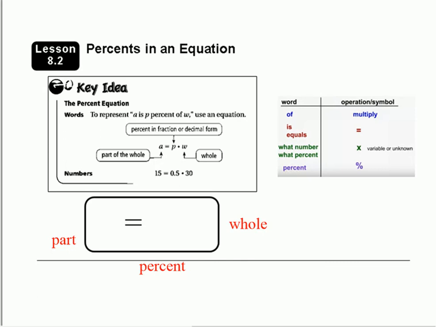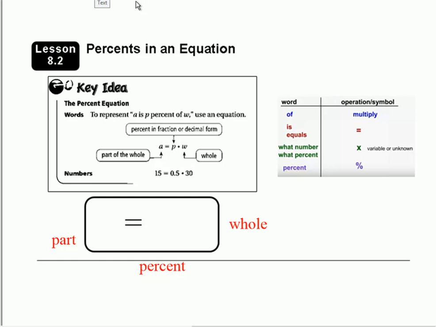So, percents of an equation, key idea, the percent equation. In words, it's to represent A is P% of W, and I use it as an equation. Where A represents part of the whole, P represents the percent in fraction or decimal form, and W represents the whole.